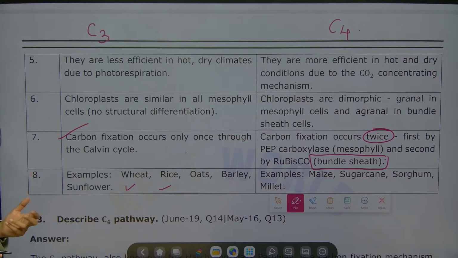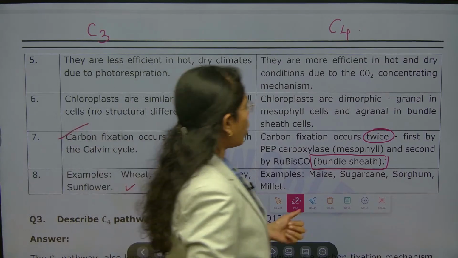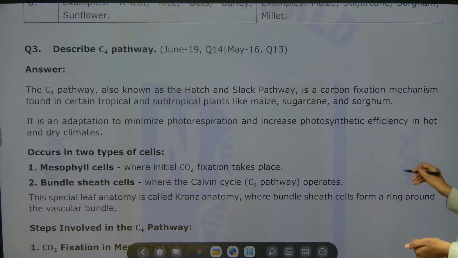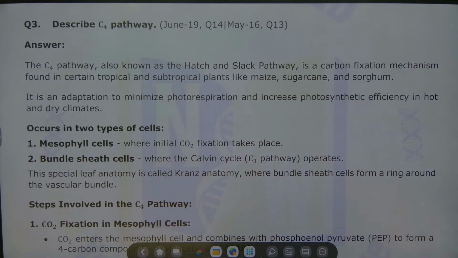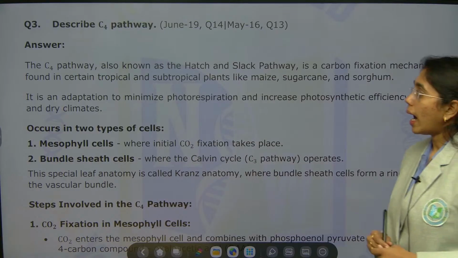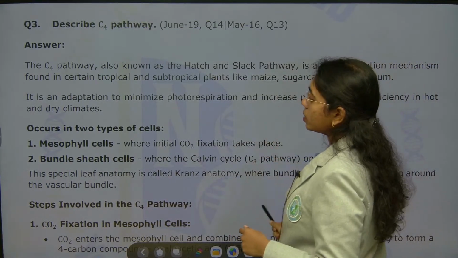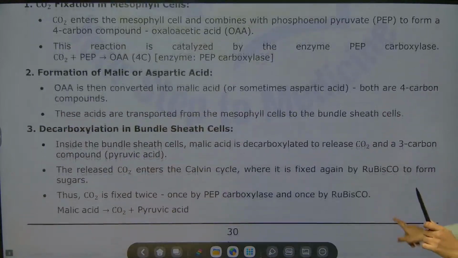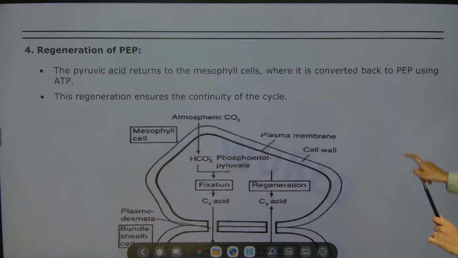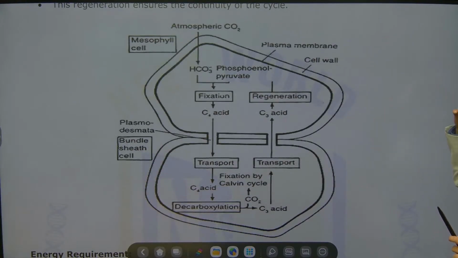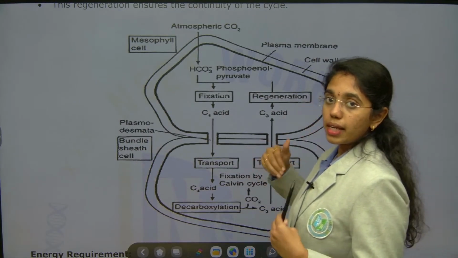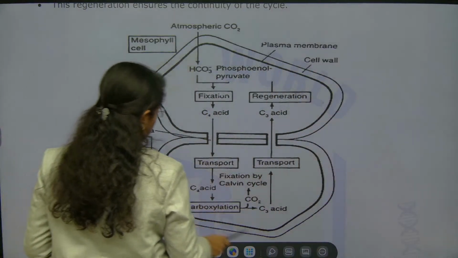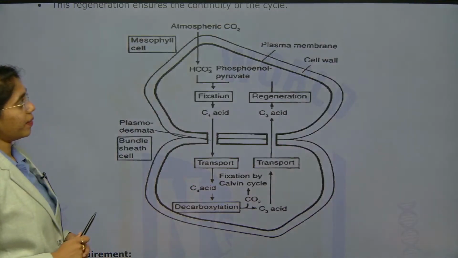Very important. And then we will go on to the question which is very important, that is, describe the C4 pathway. It appeared in 2019 and 2016. First, I will always recommend to have a schematic representation like this. First draw the basic diagram and then start on elaborating the concept. I will explain here itself and then we will go with the theory.